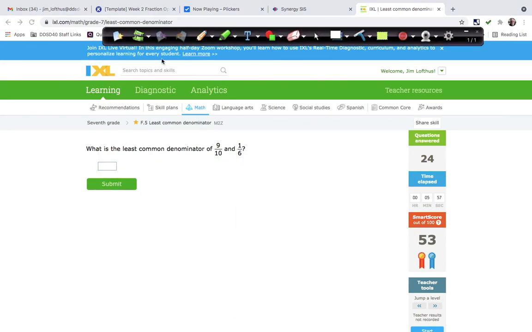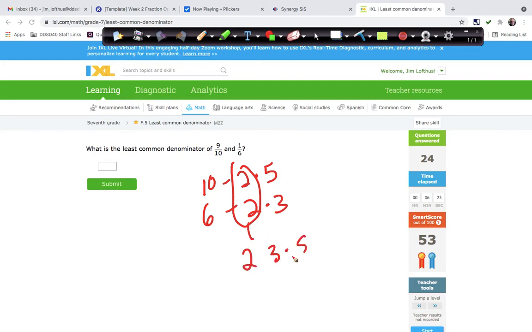So let's try this again. So with least common denominator of 10 and 6, so we're going to take 10, that's 2 times 5. It's helpful if you do them in order. 6 is 2 times 3. So we have these in common. These are not in common, so we take one copy of that, 2 times 3 times 5. So it looks like 30 is the smallest number that they both go into.